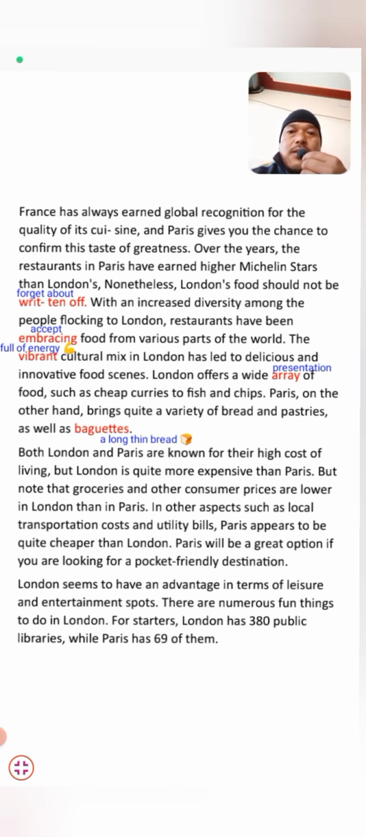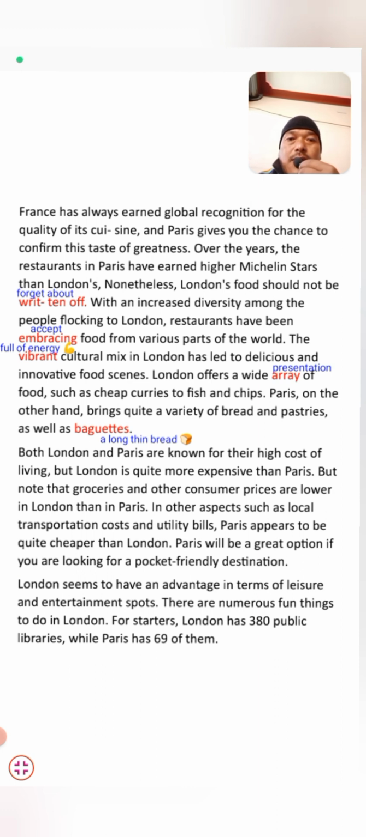Over the years, the restaurants in Paris have earned more Michelin stars than London's. Nonetheless, London food shouldn't be written off. Over the years, Paris restaurants have earned great name and fame, and they are the most popular. But on the other hand, we cannot ignore London foods.